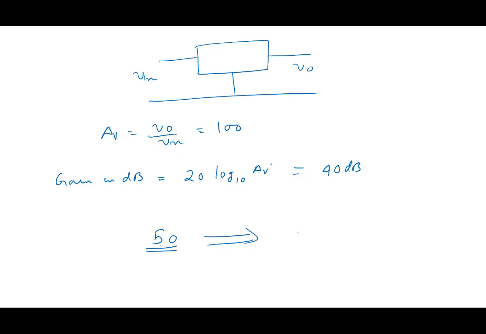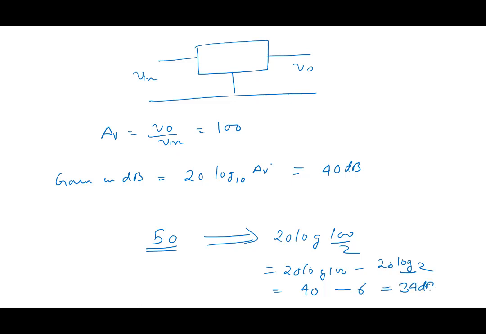So 50 we can write as 100 by 2, right? So this will give us 20 log 100 minus 20 log 2, right? 20 log 100 is 40. Log 2 is what? 0.3. So this is basically 6, right? So you're right, 34 dBs. What I wanted was everybody to know that log 2 is 0.3.